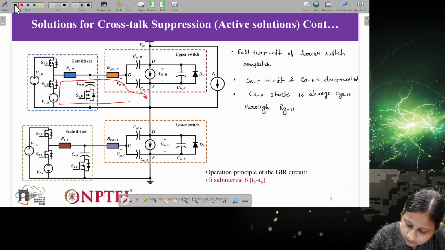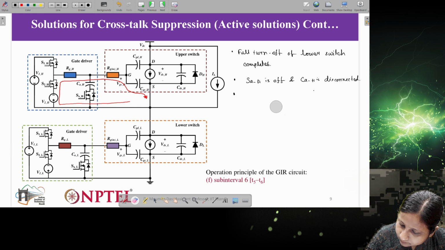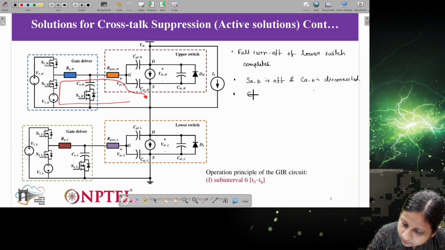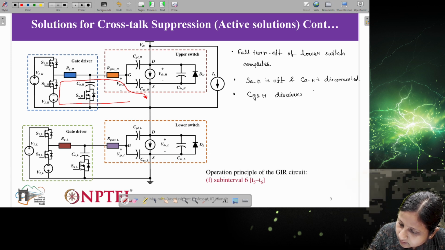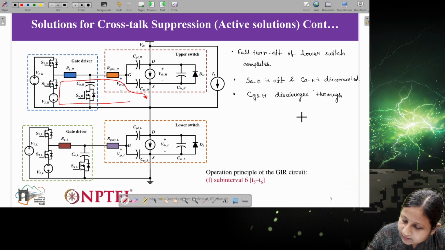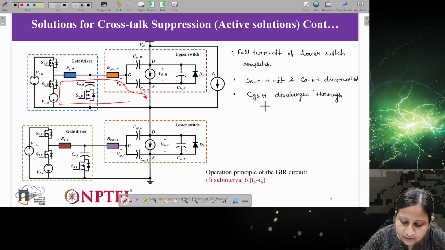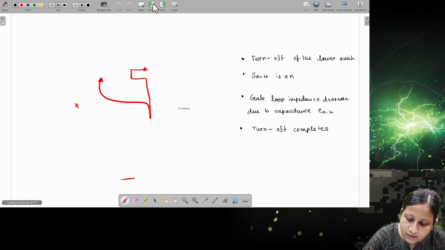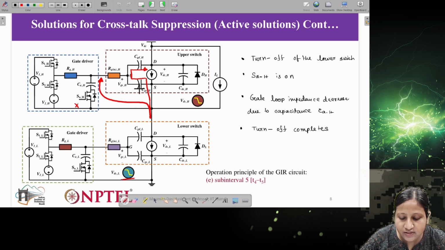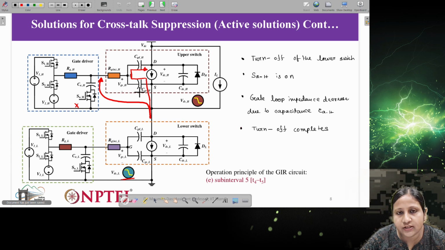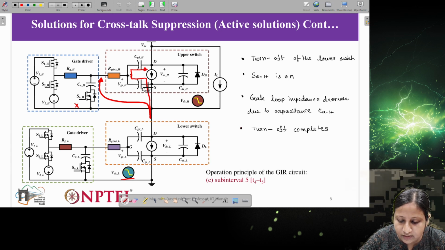So then it discharges through this internal resistance RGH. You can see what happened in the previous step: this capacitance was charged in the opposite direction, meaning the voltage across this gate capacitance of the upper switch was negative, right? So with respect to this capacitance current, the voltage polarity will be negative.